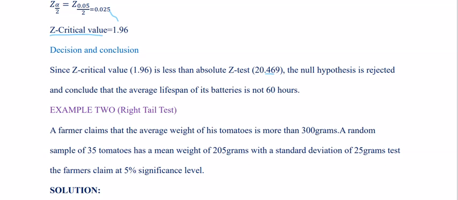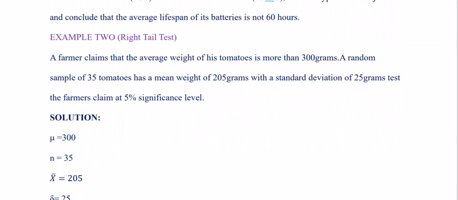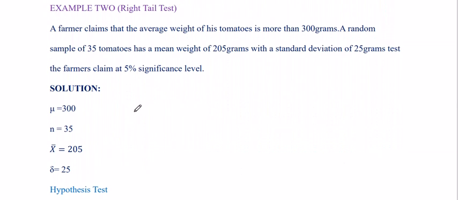And now, like I said earlier on, you have to bring out the parameters. Our mu is 300. Then our sample size is 35. Our sample mean is 25. Where our standard deviation is this.